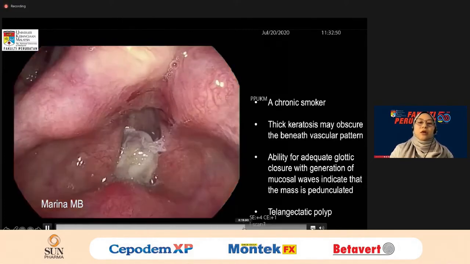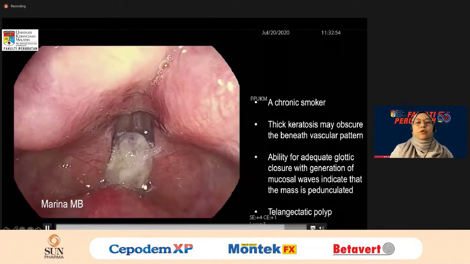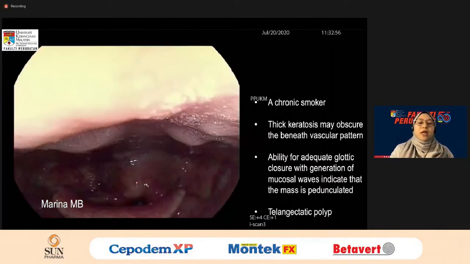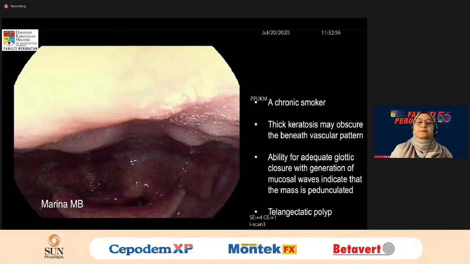However, when we turn on the stroboscopic light, we can appreciate that the vocal fold can adduct and there is generation of mucosal wave, and the mass is kind of pedunculated and flops up. So the diagnosis is telangiectatic polyp, confirmed by histopathological examination.